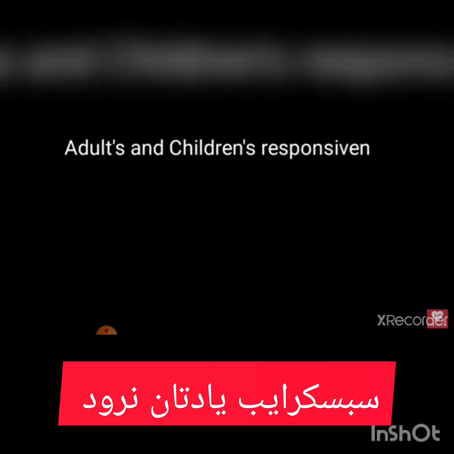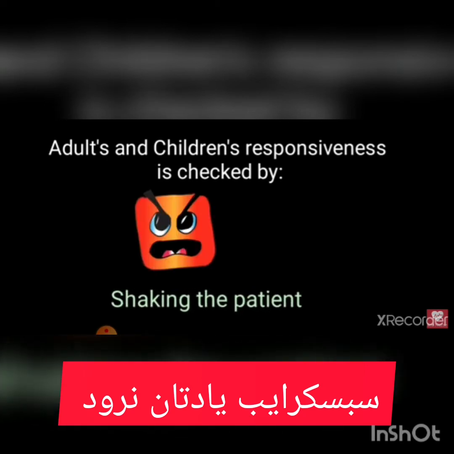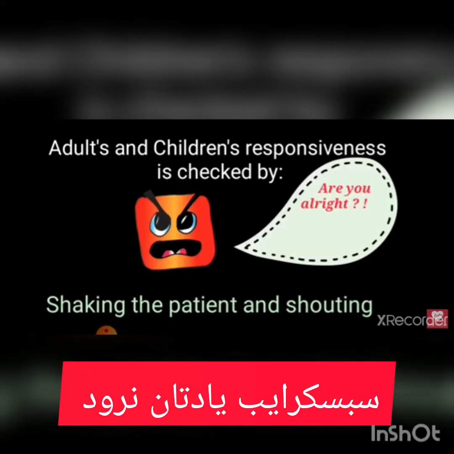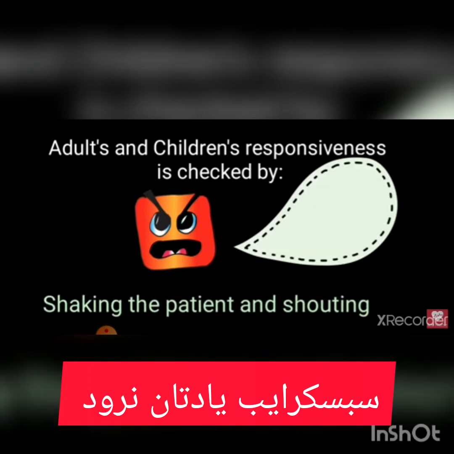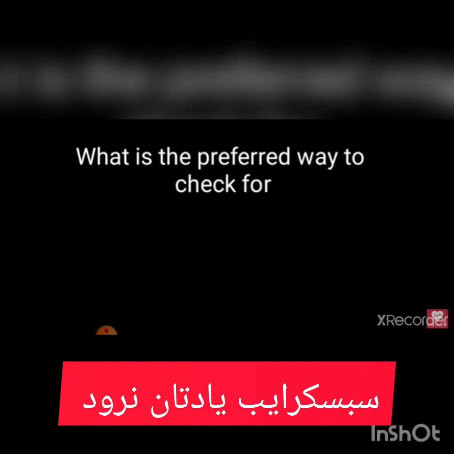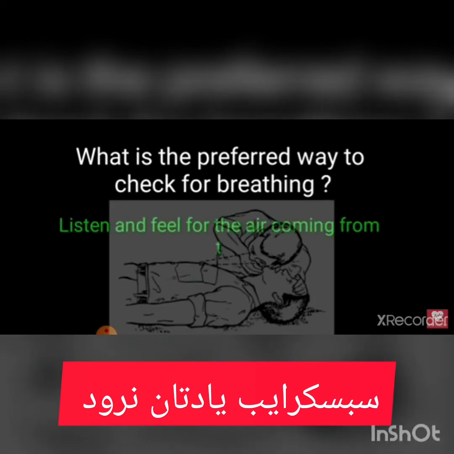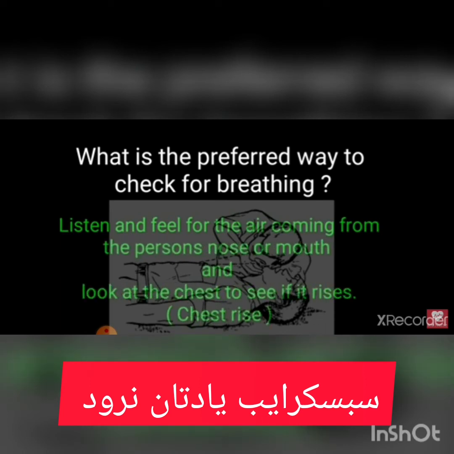Adults and children's responsiveness is checked by shaking the patient and shouting, "Are you alright? Are you alright? Wake up, wake up. Are you alright, sir?" What is the preferred way to check for breathing? Listen and feel for the air coming from the person's nose or mouth and look at the chest to see if it rises. Chest rise should be checked.